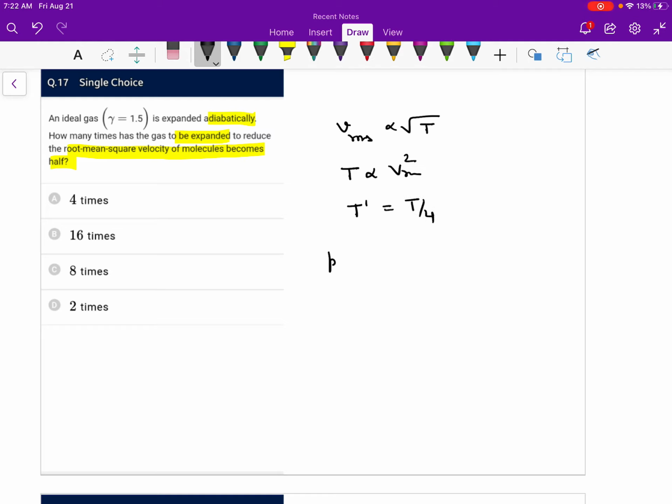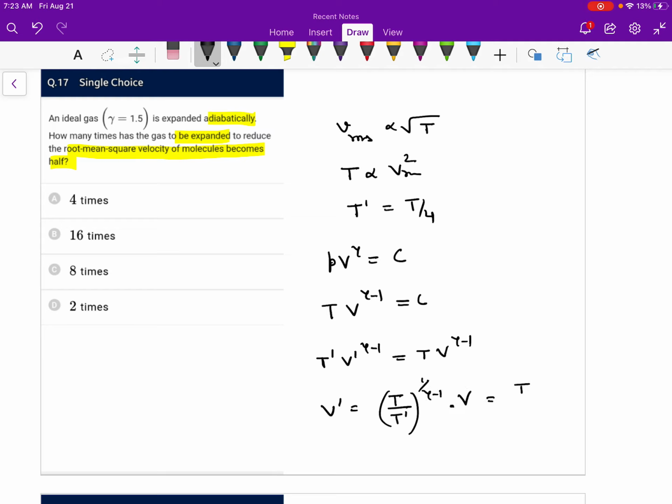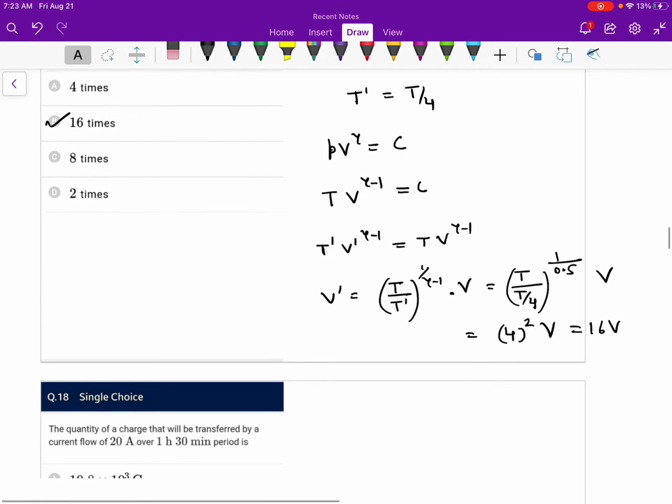Now for adiabatic process, PV to the power gamma is equal to constant, or TV to the power gamma minus 1 equals constant. So T dash into V dash to the power gamma minus 1 is TV to the power gamma minus 1. So we need to calculate V dash. V dash is T upon T dash to the power 1 upon gamma minus 1 into V. So T upon T by 4, to the power 1 upon gamma minus 1, gamma is 3 by 2, so 3 by 2 minus 1, that is 0.5, into V. So that is 4 square into V, that is 16V. So B is the correct option.